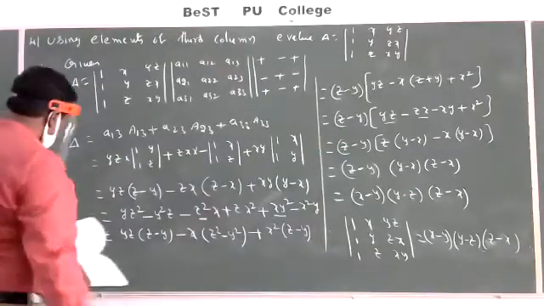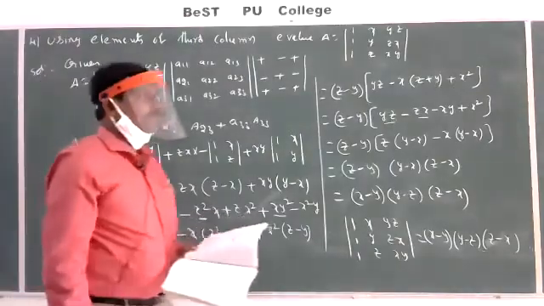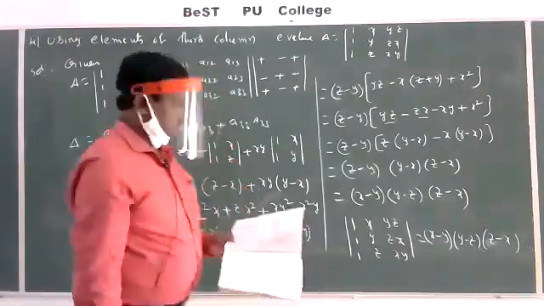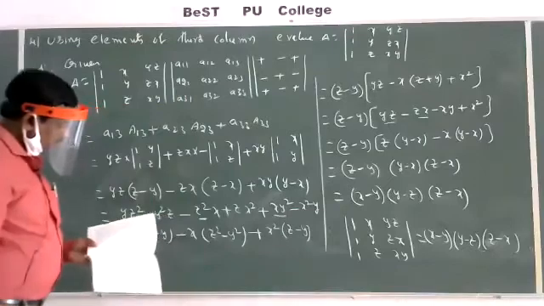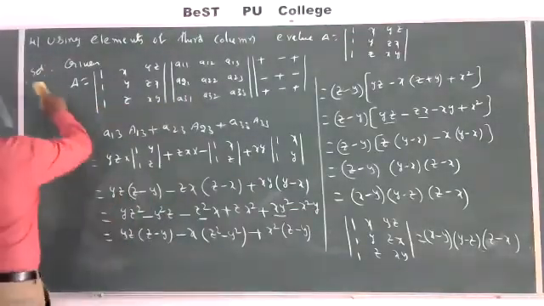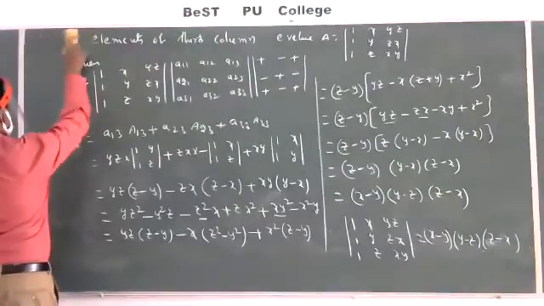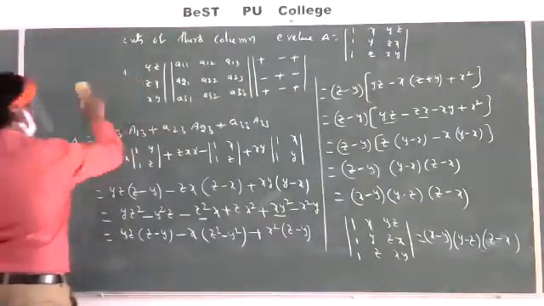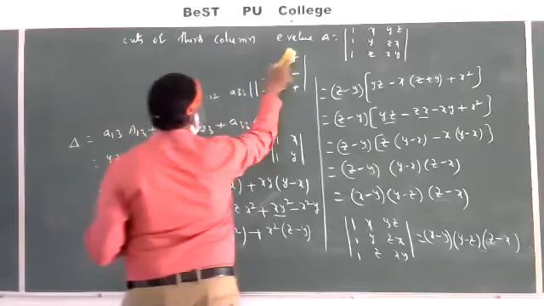Next, fifth problem. It is a multiple choice question. This is also a chance for a 1 mark question. Already I have given two conditions. From those two conditions, we can directly write the answer for this problem.